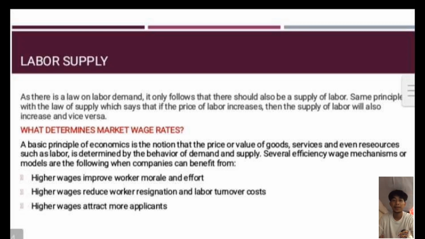What determines market wage rates? A basic principle of economics is that the price or value of goods, services, and even resources such as labor is determined by the behavior of demand and supply. Several efficiency wage mechanisms or models are the following: companies can benefit from higher wages, reduced worker resignation, and lower labor turnover cost.